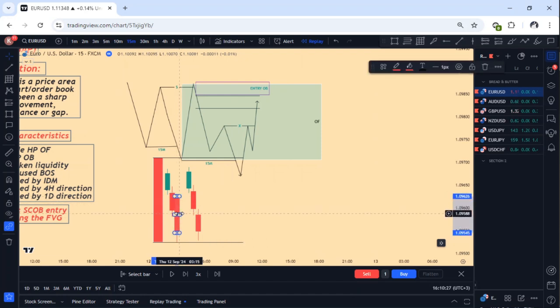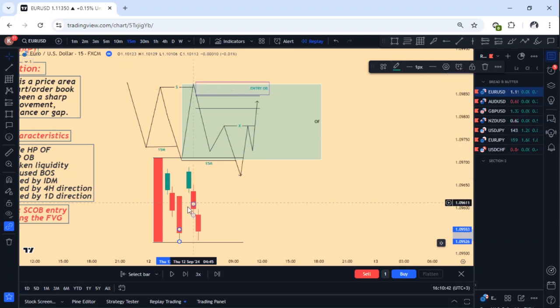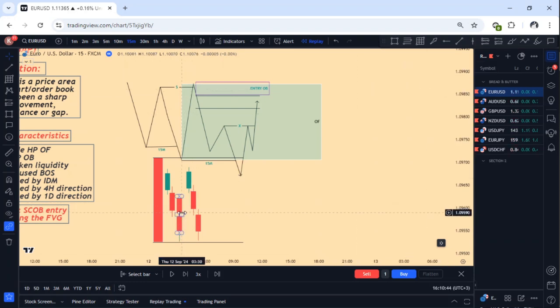This was a buy candle. Hope I'm very, very clear. This was a buy candle.